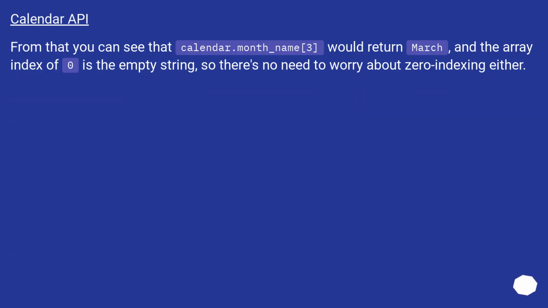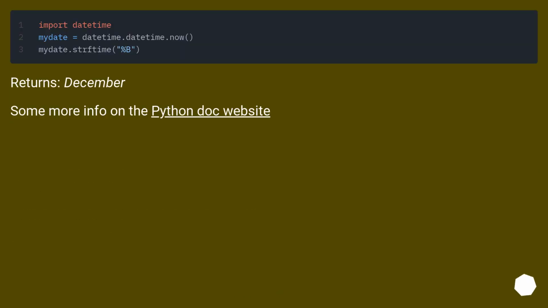Calendar API. From that you can see that calendar.month_name[3] would return March, and the array index of 0 is the empty string, so there's no need to worry about 0 indexing either. Returns December. Some more info on the Python doc website.